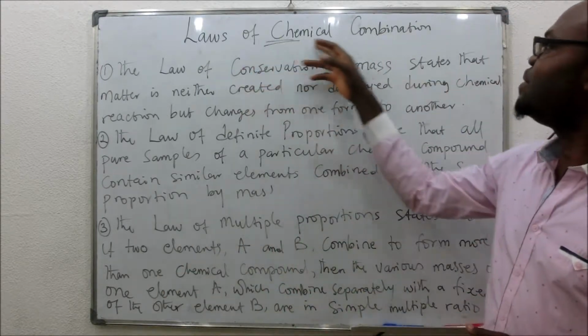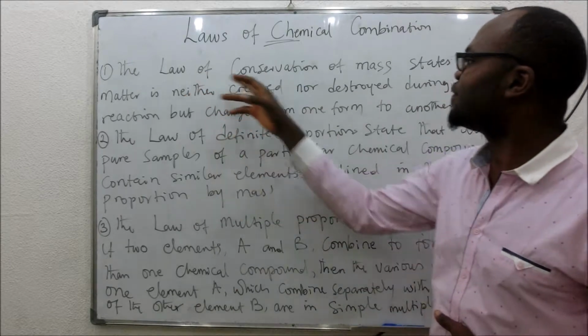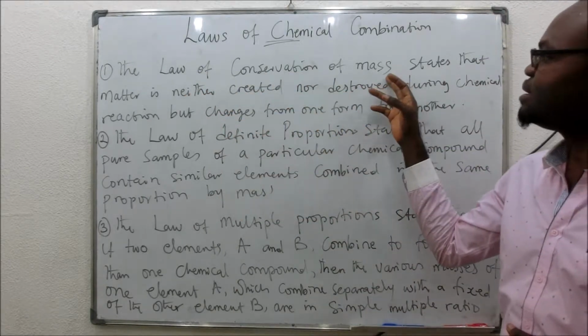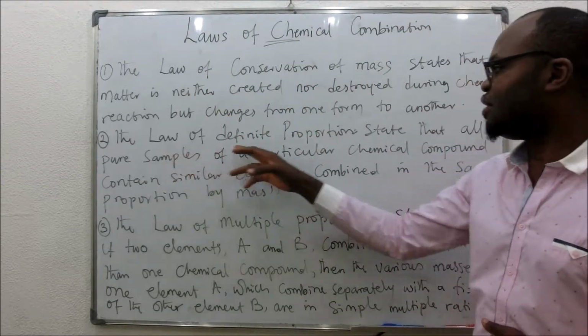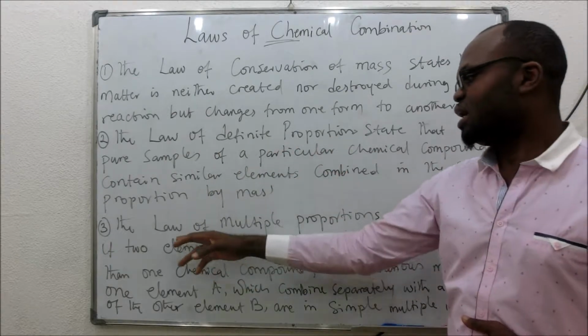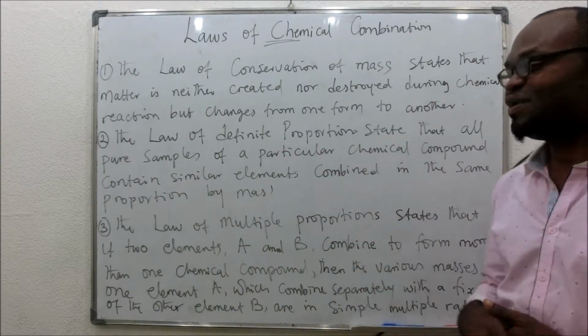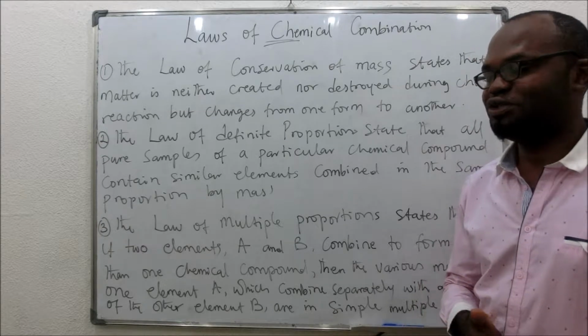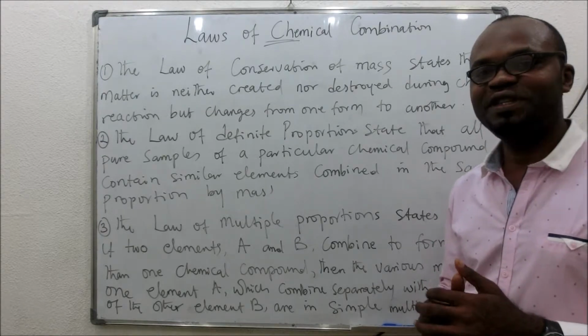So the laws of chemical combination include the law of conservation of mass, the law of definite proportion, and the law of multiple proportions, as well as the law of reciprocal proportion. So we're going to go through these four laws.